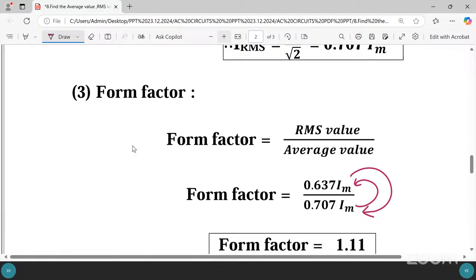What is the RMS value? 0.707 Im. What is the average value? 0.637 Im. If you do this calculation part, Im gets cancelled. What is the answer?